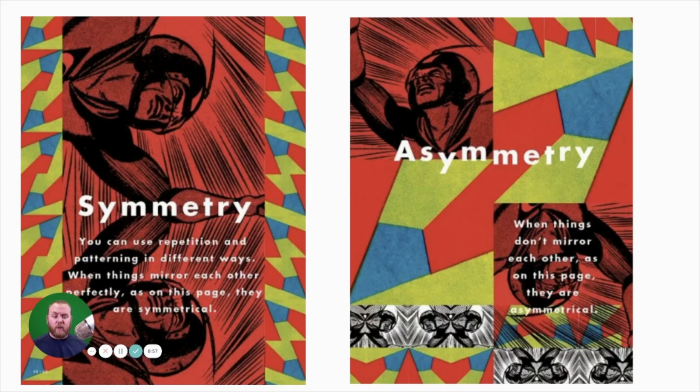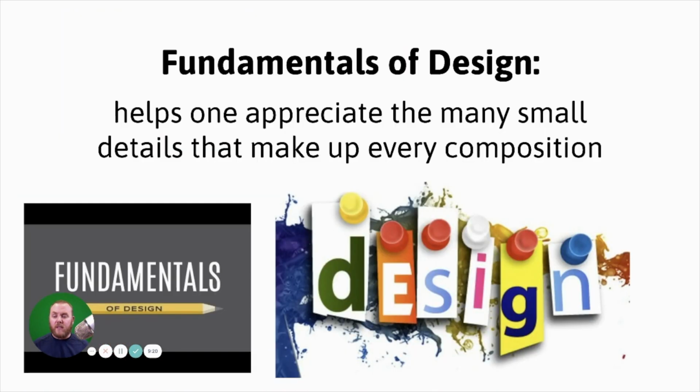And here's a little example of what symmetry and asymmetry is, right? So symmetry is repetition and pattern in different ways. When they mirror each other perfectly, they're symmetrical. But when they don't mirror everything exactly, they're asymmetrical. But yet both of these feel balanced, right? We've got about the same amount of things on each side that kind of feel weight. So balance is tricky, but you'll start to notice it as you work with different designs.